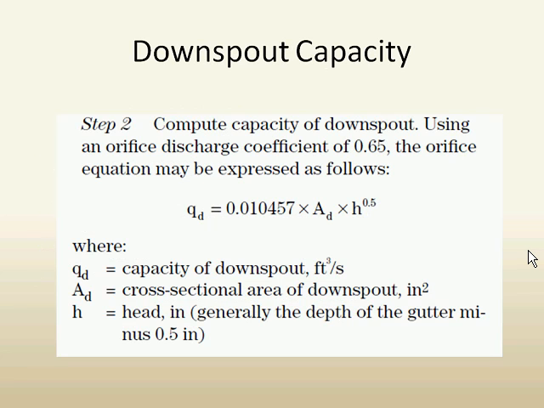Let's talk a little bit about downspout capacity. So this is a trading and balancing act. You look at your gutter capacity, and you're also going to be looking at your downspout capacity, because one of those two is going to be the controlling factor. Downspout capacity is also a function of the cross-sectional area of the downspout. The depth of the gutter has some impact on that, and here's the equation.